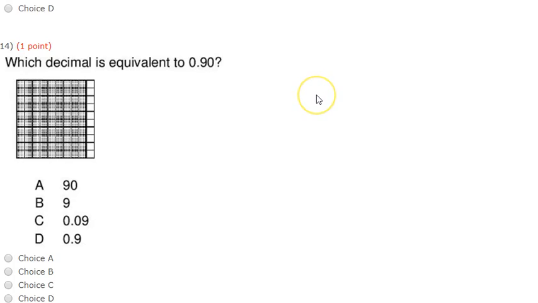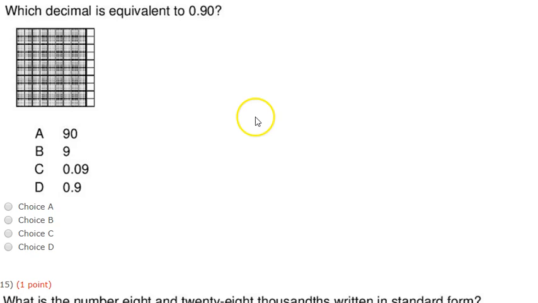Number 14. Which decimal is equivalent to 90 hundredths? So which of these numbers is equivalent to 90 hundredths? Is it A, 90, B, 9, C, 9 hundredths, or D, 9 tenths? Good luck.